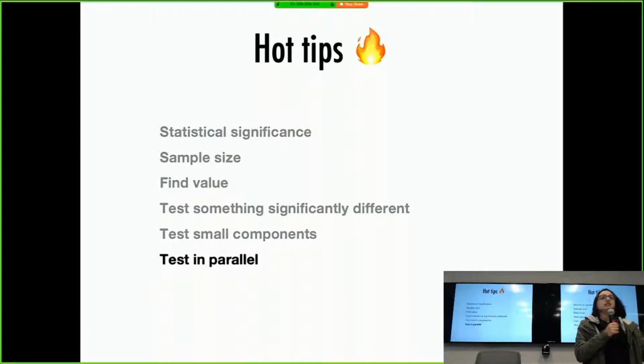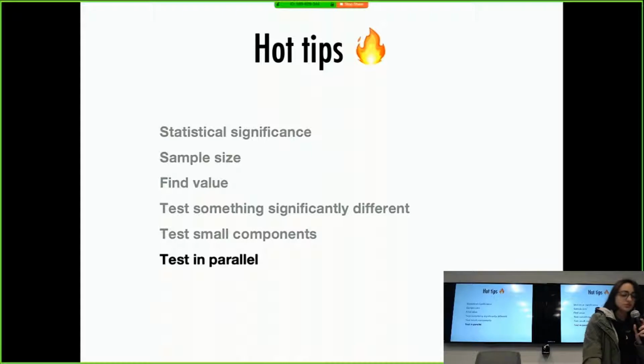And then finally, test in parallel. You want to make sure that you're testing your control alongside all of your variants to make sure that your user base is the same across the board. And that just reduces the number of uncontrolled variables that you have. And it helps you make sure that if you run variant 1 on week 1 and variant 2 on week 2, maybe user traffic was really low on week 1 and you're just not giving all of your variants a fair shot.